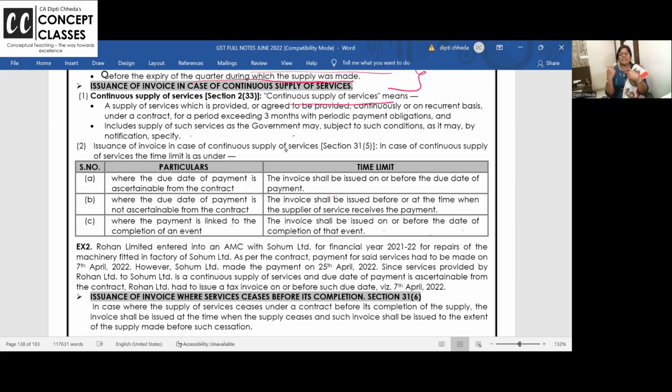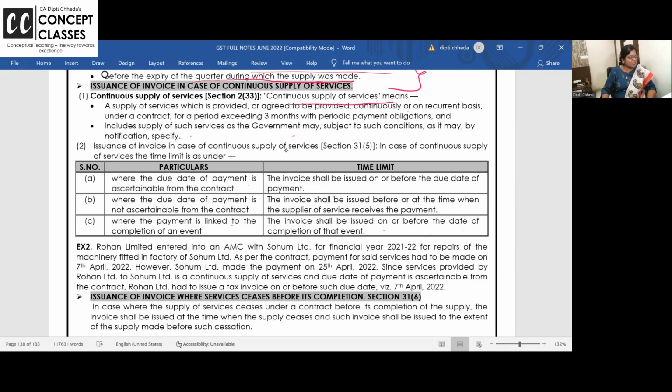So in case of continuous supply, these events are also continuous. Every month I keep on holding seminars in Hyderabad, in Bangalore, in Chennai, in Mumbai. तो एवरी सेमिनार का जो भी बिल होगा वो सेमिनार खत्म होने से पहले तो इशू कर देना चाहिए ना. So once again, please see, in case of continuous supply of services, where due date of payment is ascertained, then invoice should be issued before the due date. If due date is not there, the day you make me the payment, due date भी नहीं है, पैसे भी नहीं है, then wait till the completion of the event.